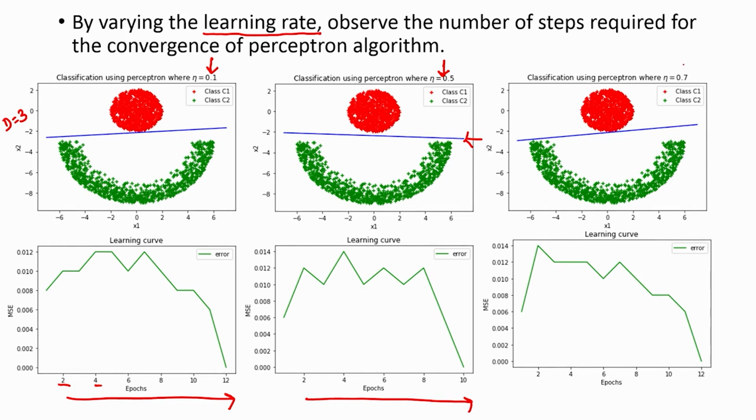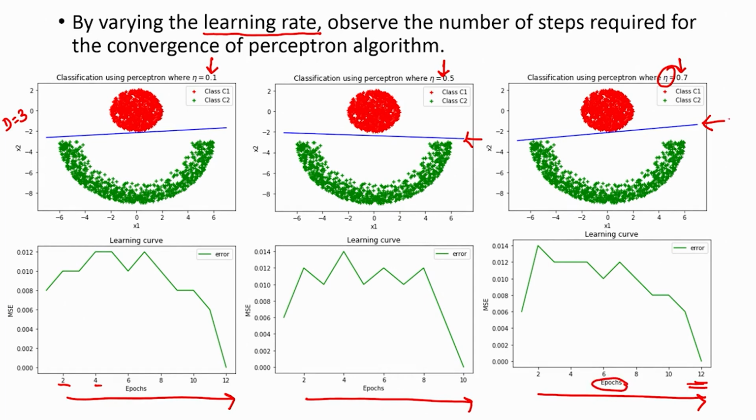Now, let us further increase eta to say 0.7. Again the perceptron algorithm is able to find a hyperplane that will classify the data points into class 1 and class 2. Now, we see that the number of steps required for convergence has gone to 12. Even though it appears as though there is an inverse relation between the number of steps and the learning rate, there is no relation that is present based on the learning rate and the epochs required for convergence.